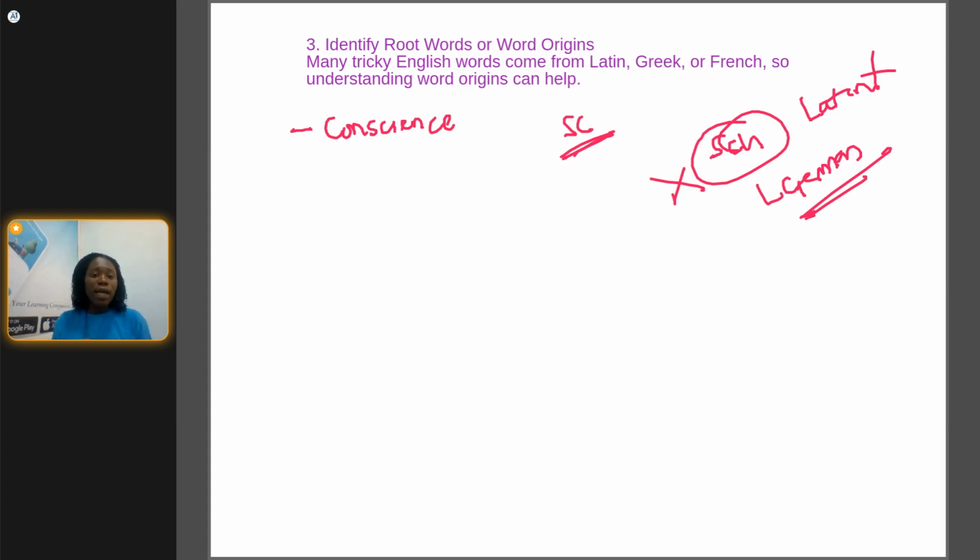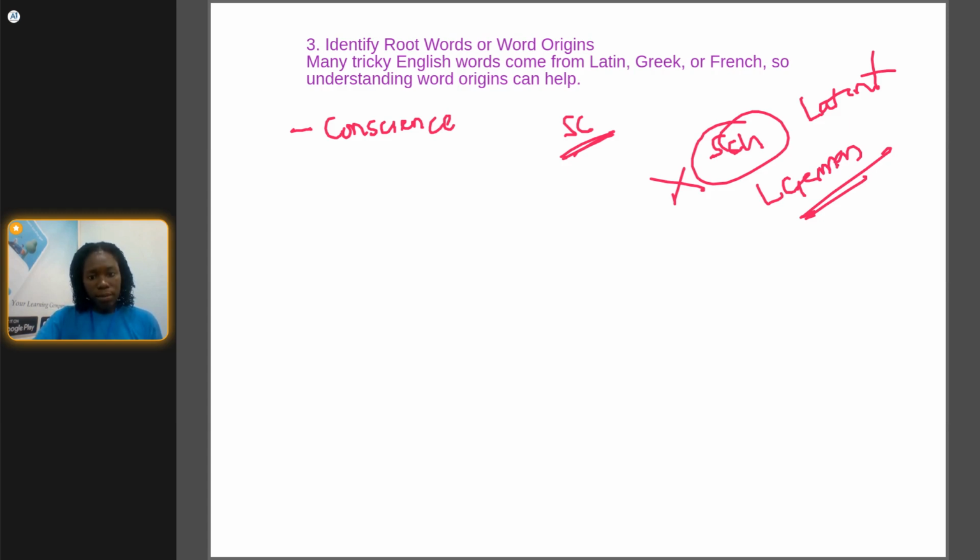So once you're able to identify that the word you're looking for its spelling is a Latin word or a Greek word, then you will be able to determine whether you are going for SC or you are going for SH. That's what this means basically. All right. And then the last thing we are looking at under this trick before we look at a past question is to cross check with related words.